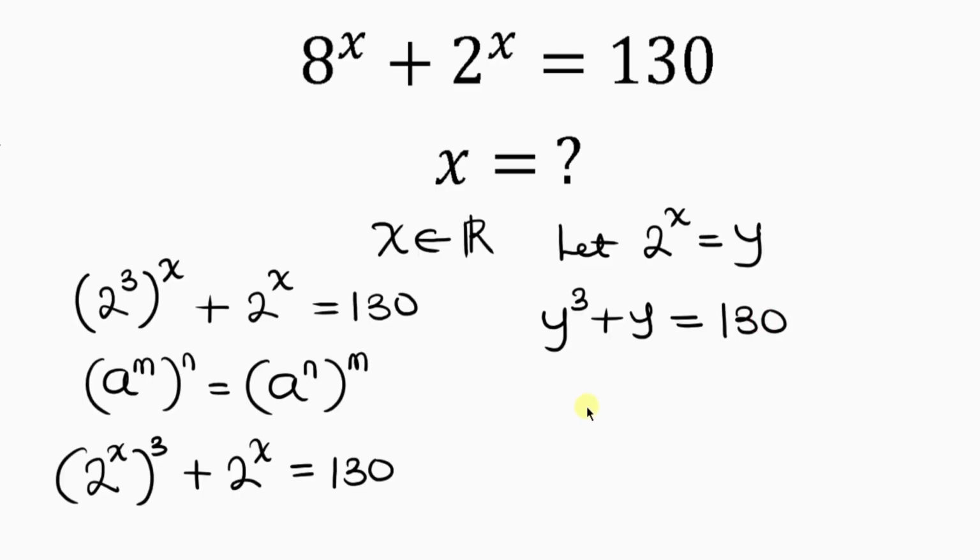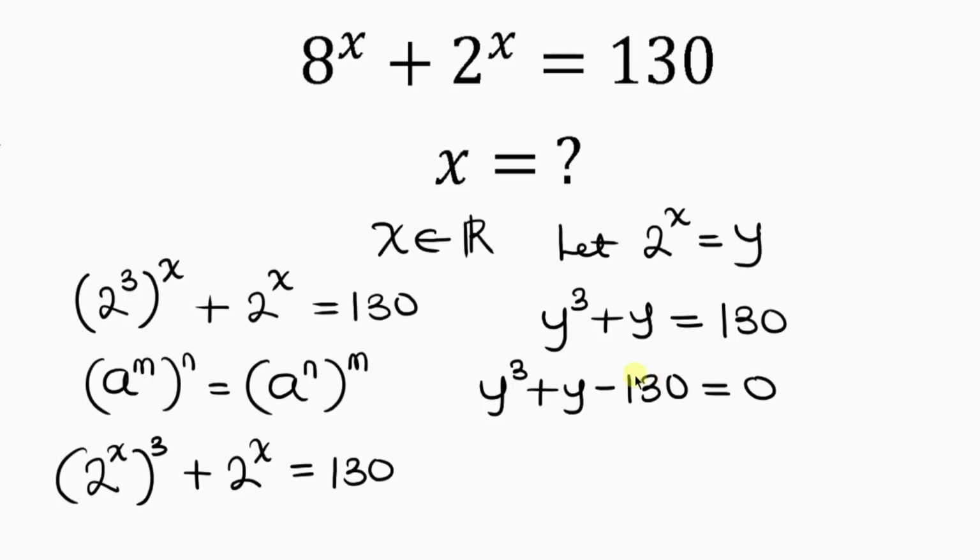Very good. Now our next step will be for us to move 130 to the left hand side so that it becomes y to the 3 plus y. And as 130 crosses to the left, it becomes minus 130. And this is equal to 0. Very good. So we have a cubic equation. Well, we can use whatever method that suits us to solve this cubic equation. For example, you can decide to use the factor theorem, but I'm going to be using something else.